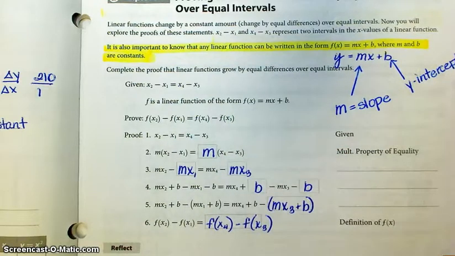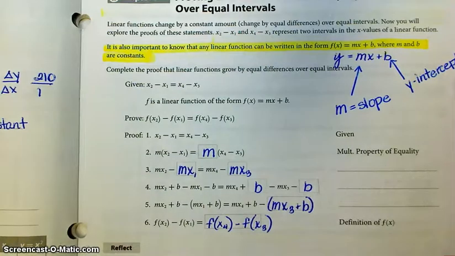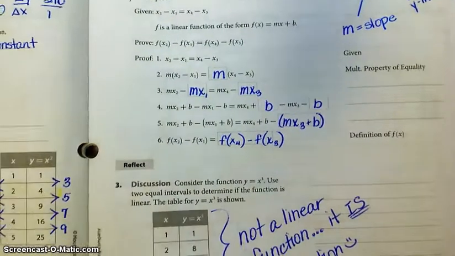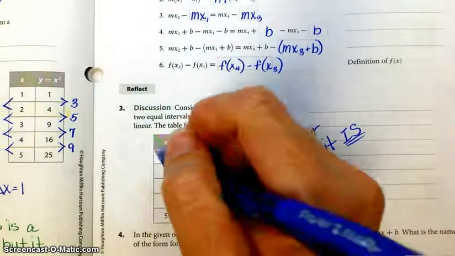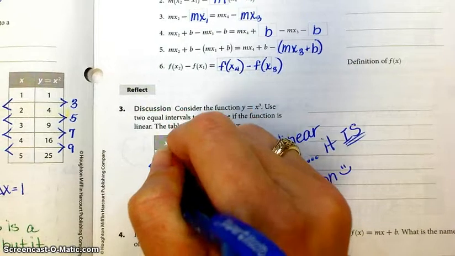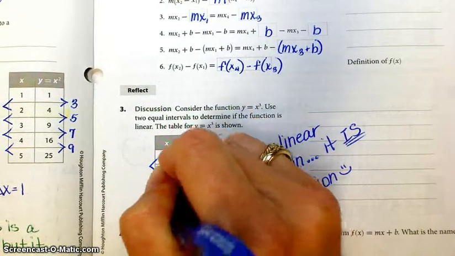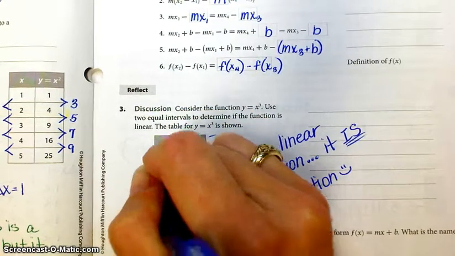All right, go down to number 3. Consider the function y is equal to x to the third. Use 2 equal intervals to determine if the function is linear. The table for y is equal to x to the third is shown. Okay. So my x's have equal intervals, a change of 1 each time.